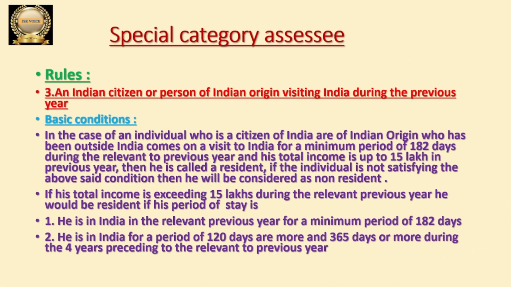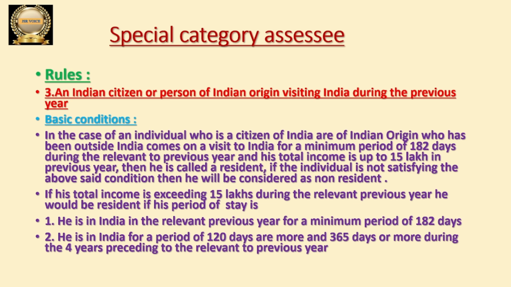And let us discuss what are the rules for special category assessee. He is the third one. Who is he? An Indian citizen or person of Indian origin visiting India during the previous year. So let us see what are the basic conditions for him. In case of that particular person, he was an Indian citizen and of Indian origin, and he has been outside India and is now visiting India for a minimum period of 182 days during the previous year.